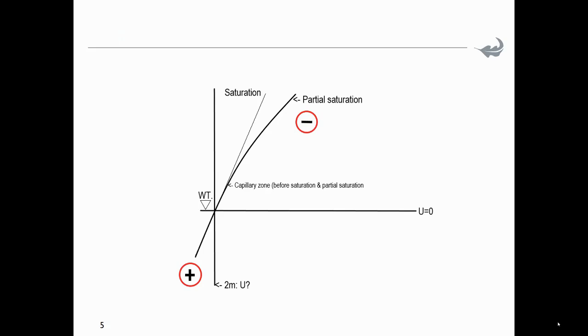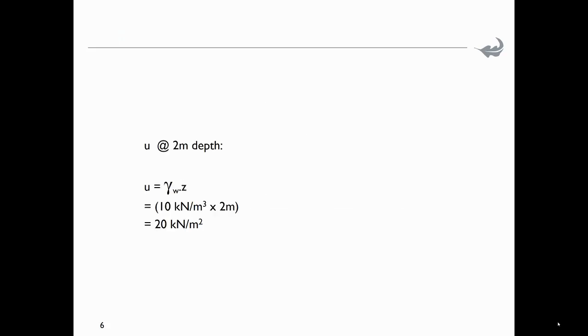So I'm going to go through a little example. At 2 meters depth, minus 2 meters below surface, what is the pore water pressure, U? The pore water pressure U is the unit weight of water times the depth. The unit weight of water is 10 kilonewtons per cubic meter, times 2. So the pore water pressure at 2 meters depth in this case is 20 kilonewtons per square meter.